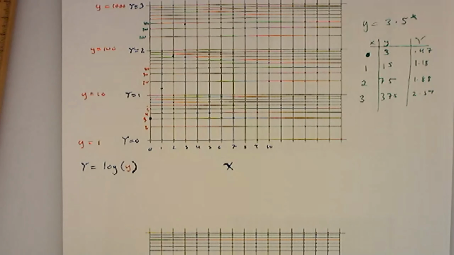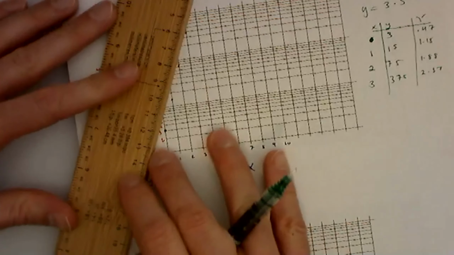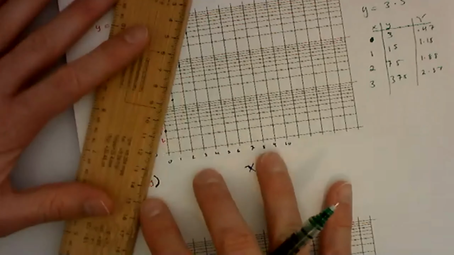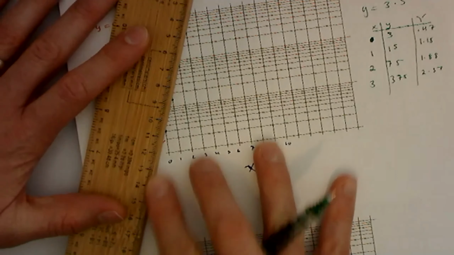And so you can see that those points look like they fall in a straight line. And so when I graph them, they do. And then I'm going to try and actually draw the line. We'll see how we do here.